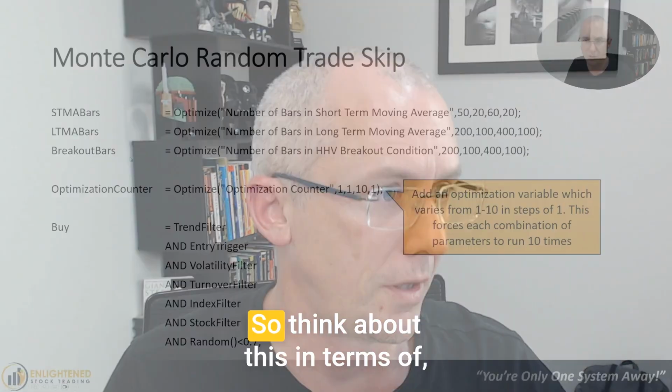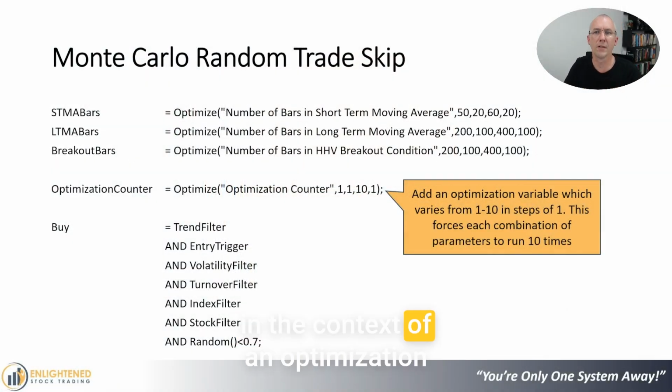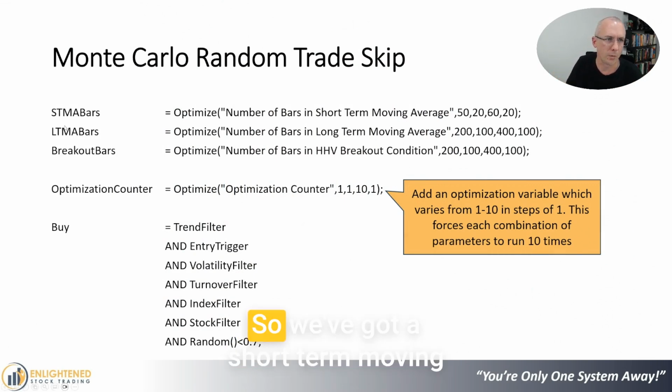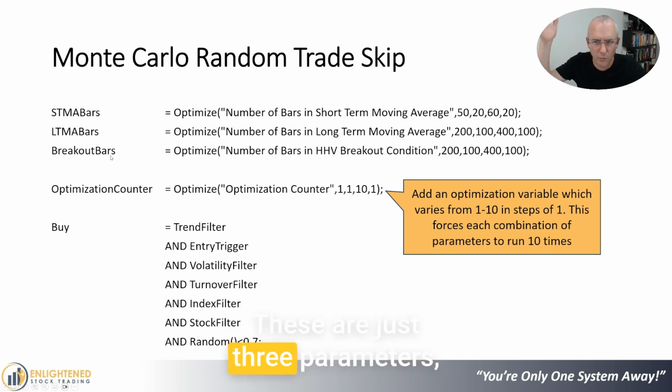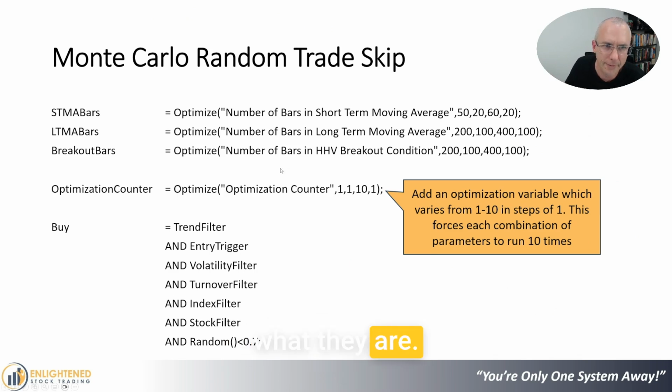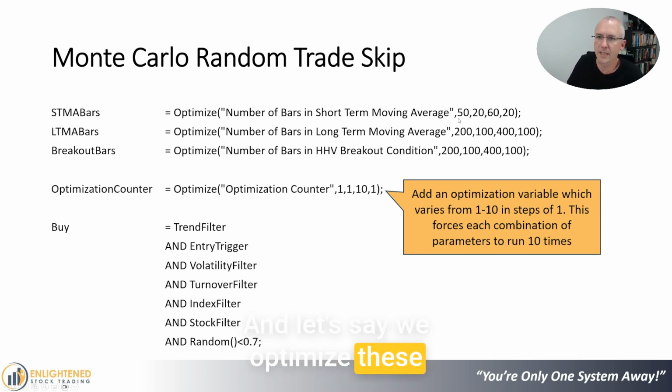Okay, so think about this in the context of an optimization that involves several other parameters. So we've got a short-term moving average bars, long-term moving average bars, and a breakout bars. These are just 3 parameters, whatever, it doesn't matter what they are. And let's say we optimize these, and we're going to optimize each of them over a different range. Here we've got from 20 to 60 in steps of 20, from 100 to 400 in steps of 100, and from 100 to 400 in steps of 100.